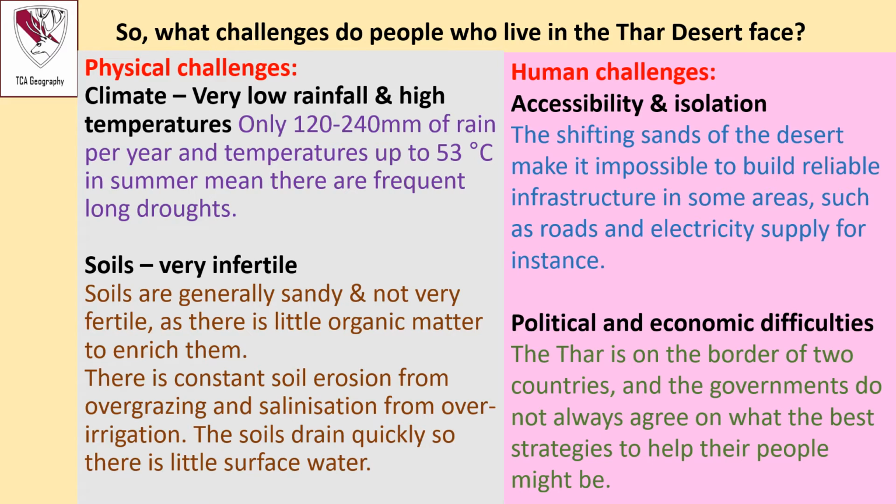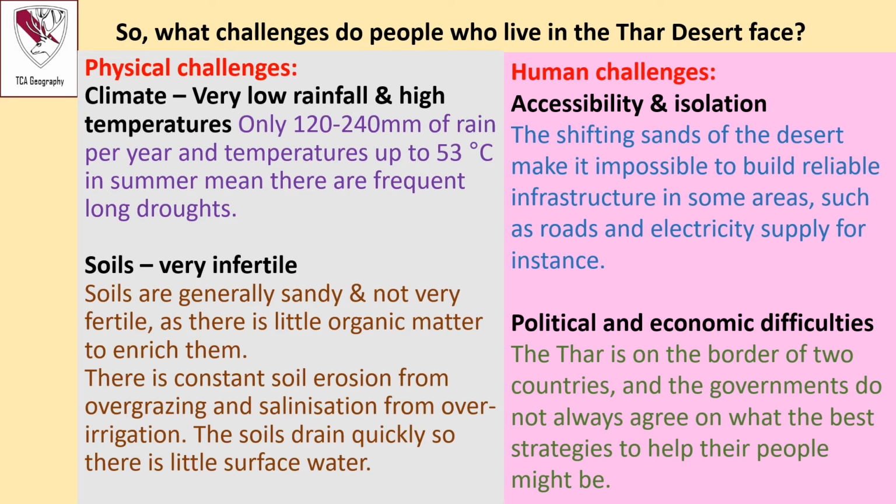So what challenges do people who live in the Thar Desert face? Well, when you were thinking about this for your plenary task, I imagined that you thought about the climate, how there wasn't very much rain and there's very high temperatures, that the soil is very infertile, meaning that it's very difficult to grow food there. But I wonder if you also recognised the human challenges. It's a difficult place to get around, and that's what accessibility means. This can result in some areas being very isolated from others. And there are political and economic difficulties as well.